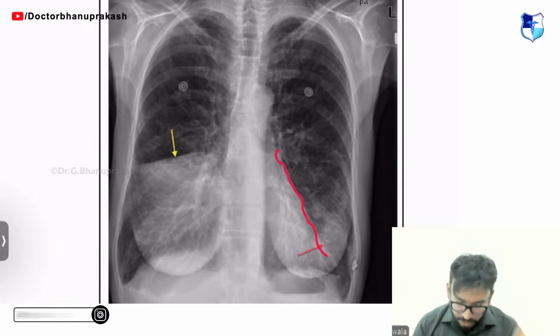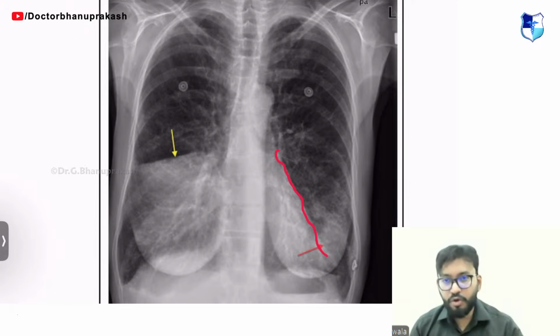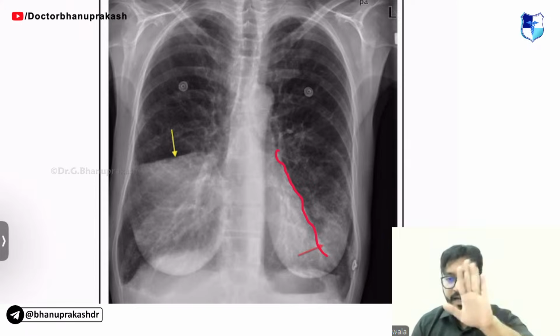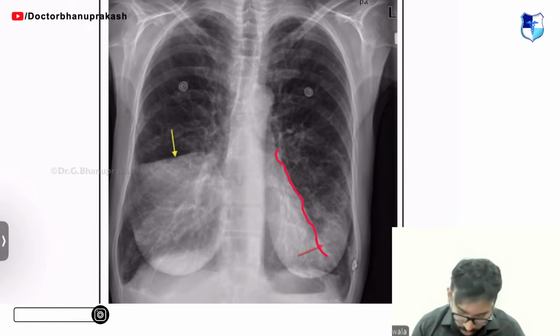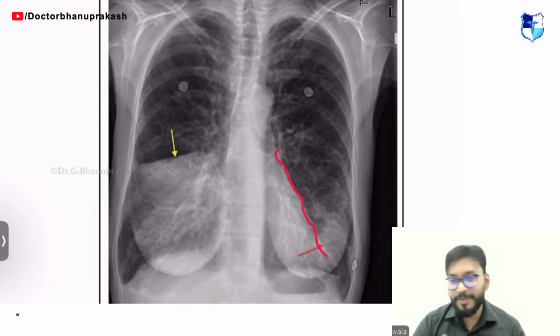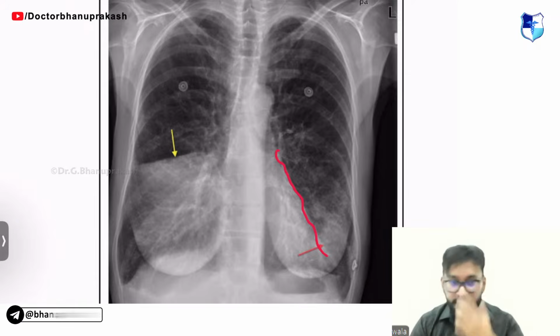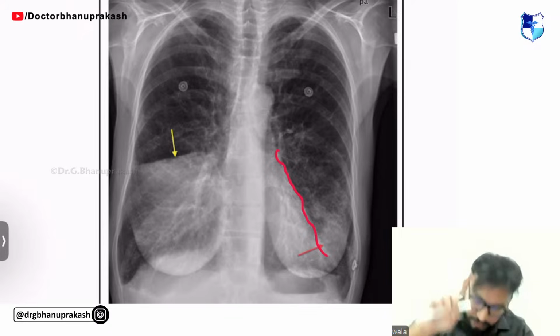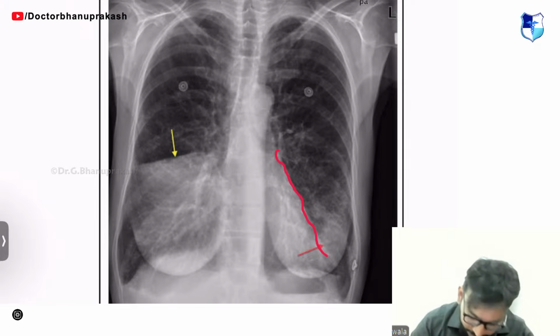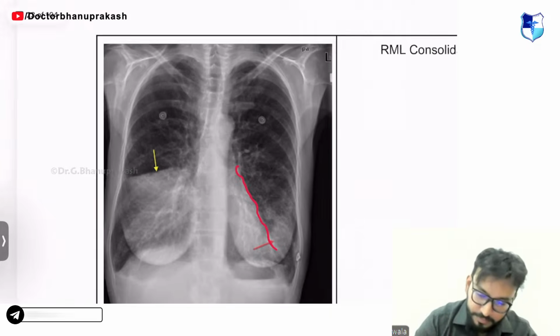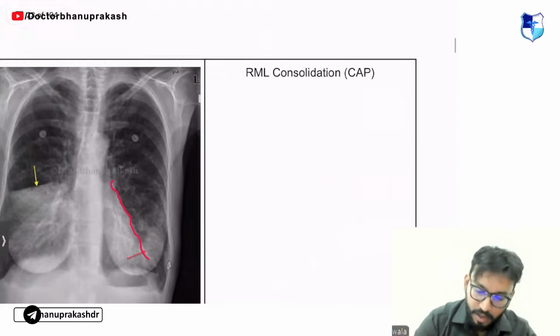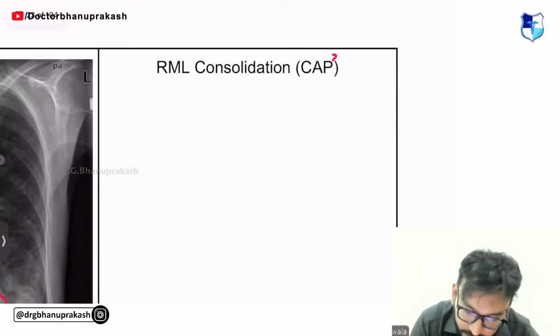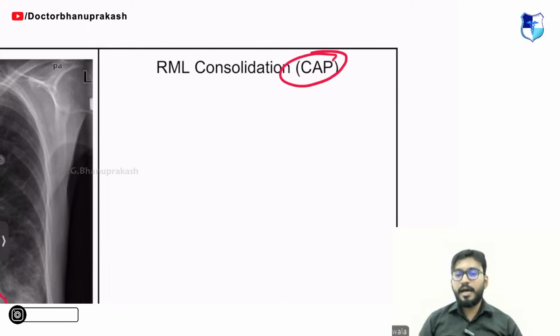This indicates pathology in which lobe of the lung? Come on, guys, this is very important. Which lobe of the lung is involved if your right heart border cannot be seen? It is your middle lobe, but to be more specific, it is the right middle lobe. It is RML pathology that you can see if your right heart border is obscured. RML consolidation. So what I used to remember is RML consolidation. Basically, RML is CAP.